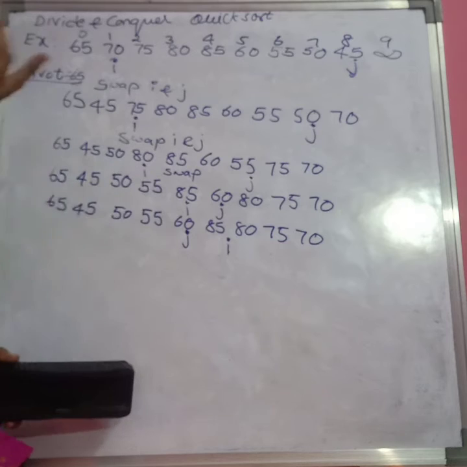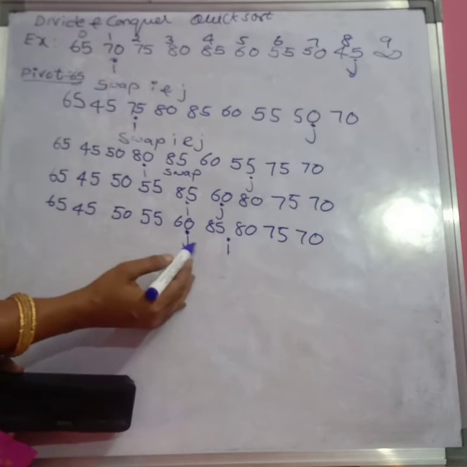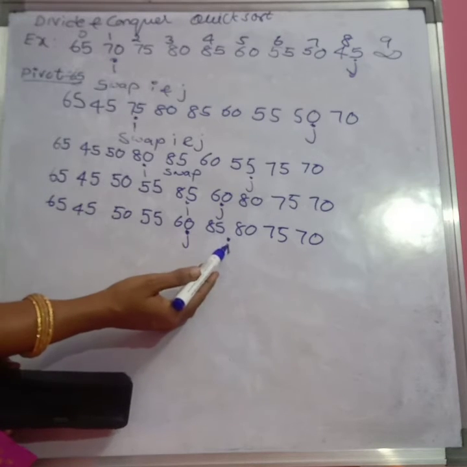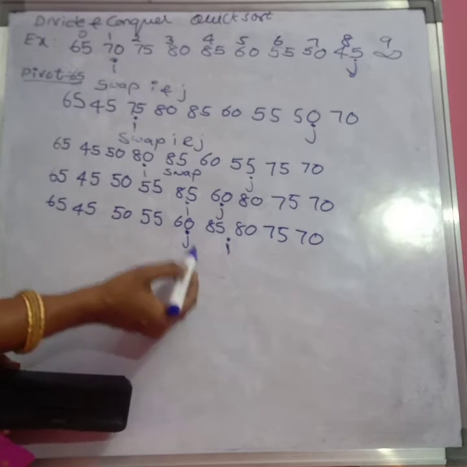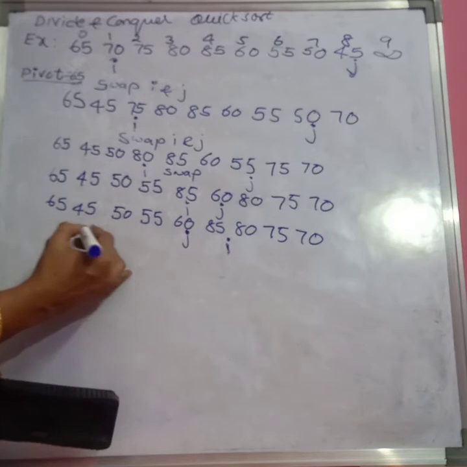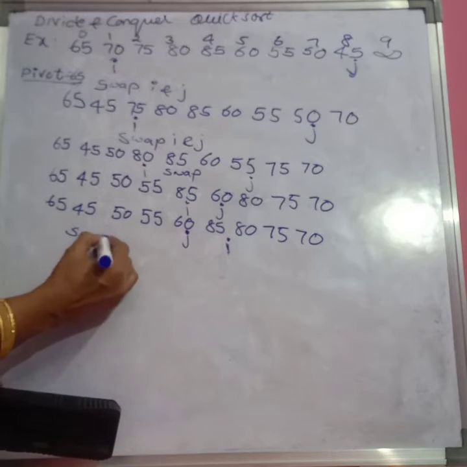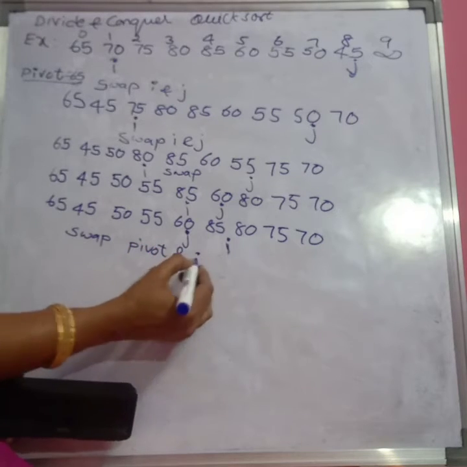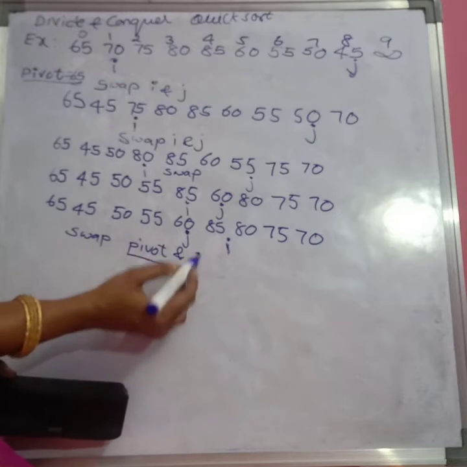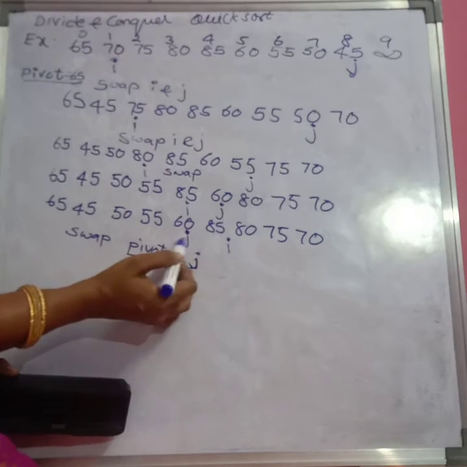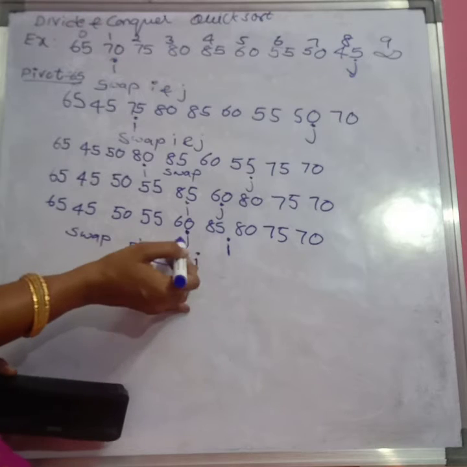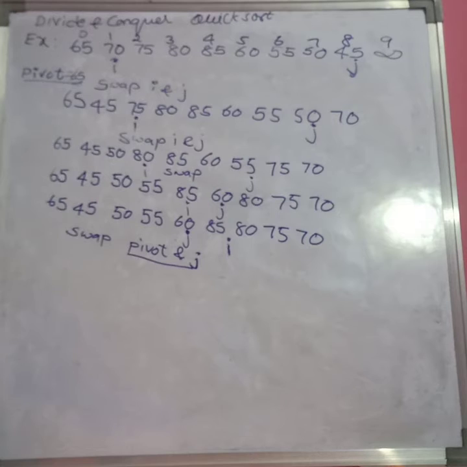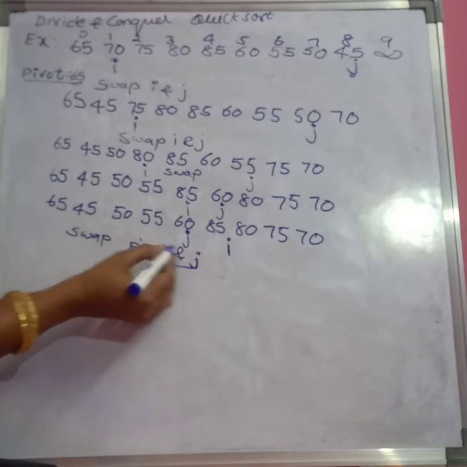So here the condition is: if the i index value, which is incremented from the lowest, is more than j, stop here. Stop this procedure. Swap the pivot element and j. When i is more than j, stop here. Same procedure: swap the pivot element with j. So I am swapping this pivot element with j.